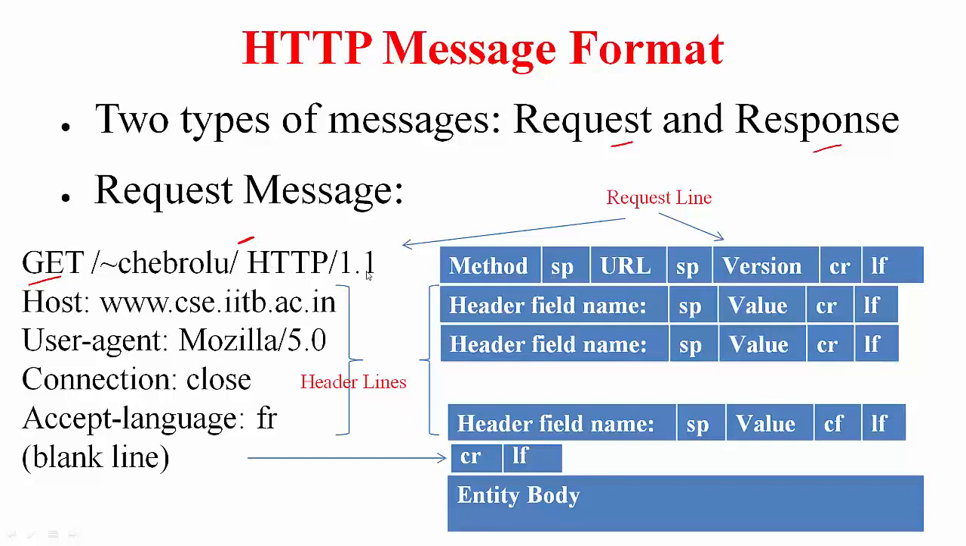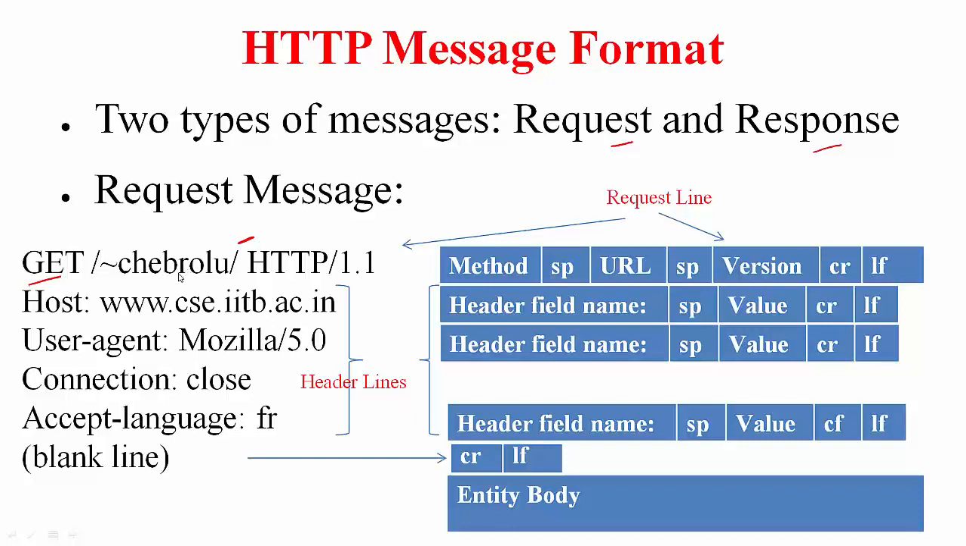And then you specify the version of the protocol that you're using. So this first line is called a request line. And it has this particular format where there is a method, GET is a method. There are other methods we will look at shortly, followed by space and then a URL followed by space and the version. And this refers to carriage return line feed. Basically, when you press enter, this is what happens. And as you can see, all this is in ASCII as well.